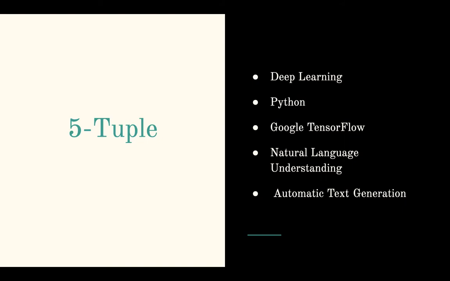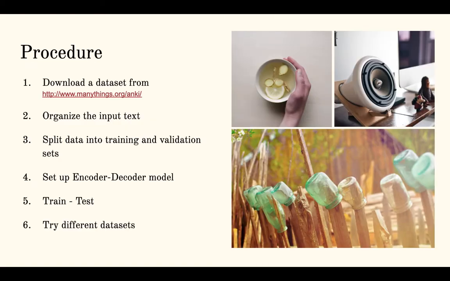So this was my five tuple. I was using deep learning, Python, Google TensorFlow, natural language understanding, and automatic text generation. Of course, the last two are included, but with a kind of a tweak on it.